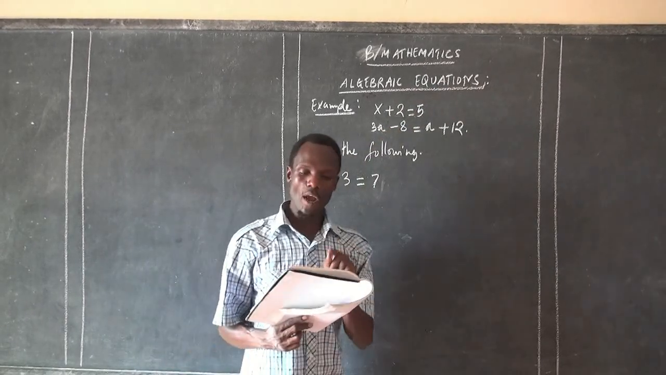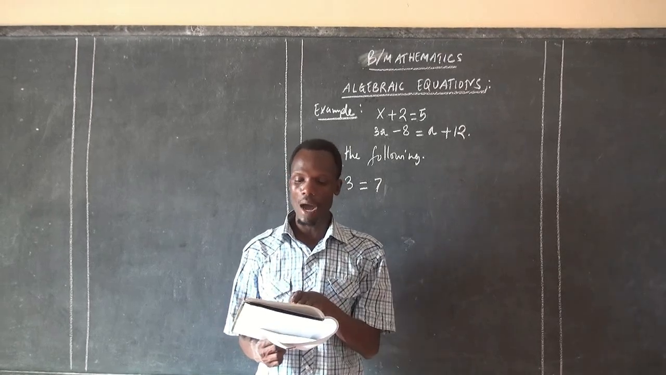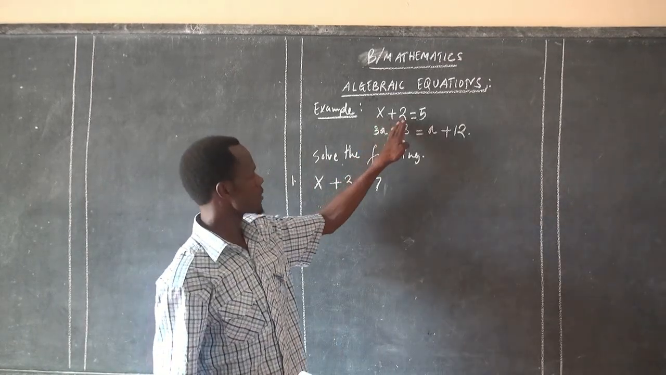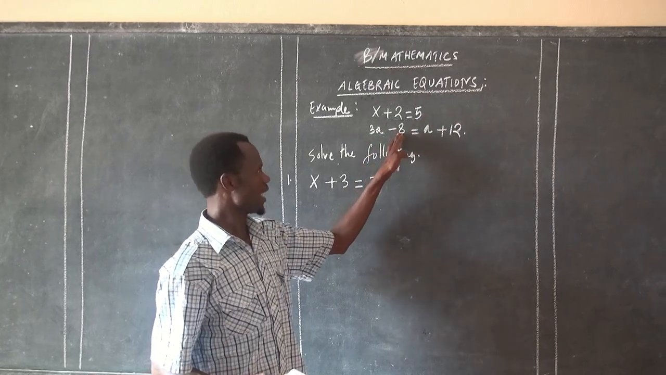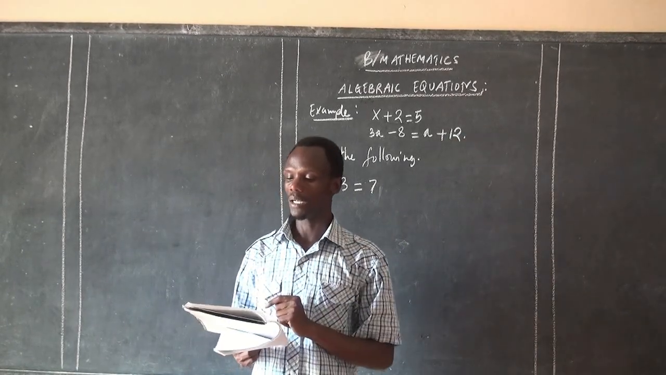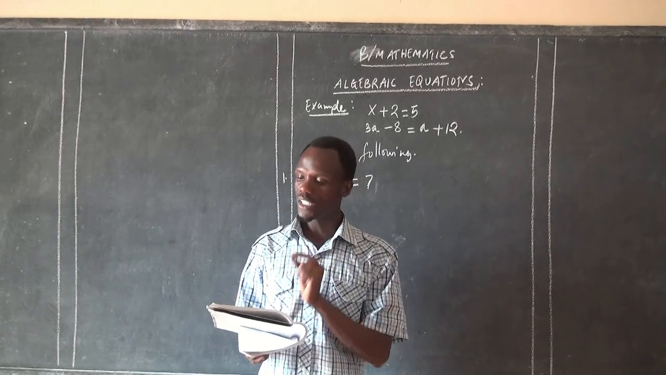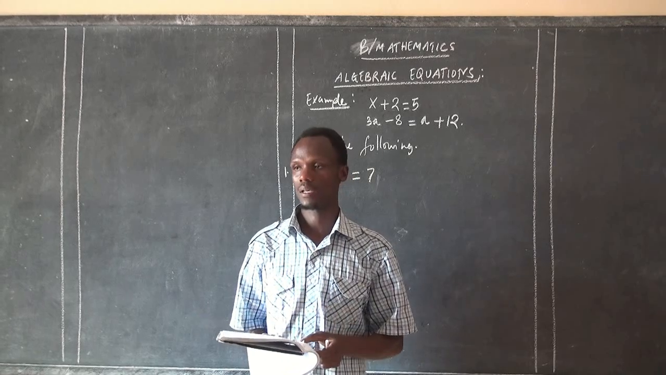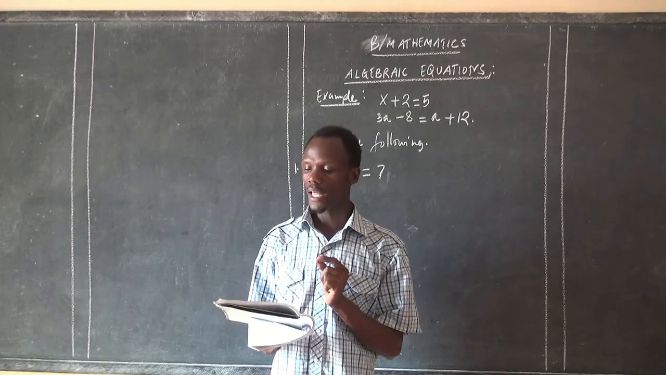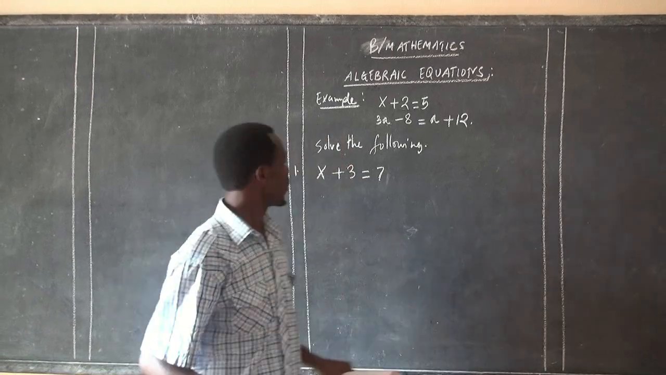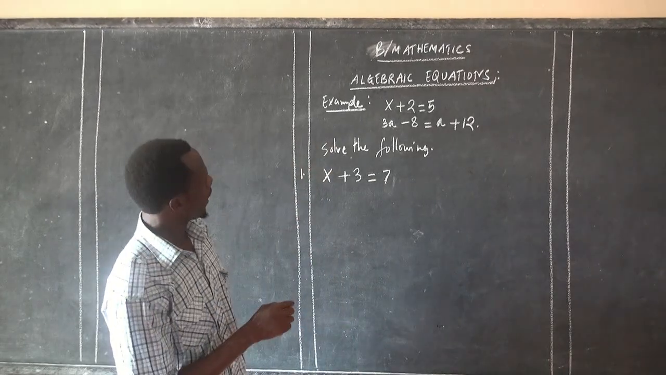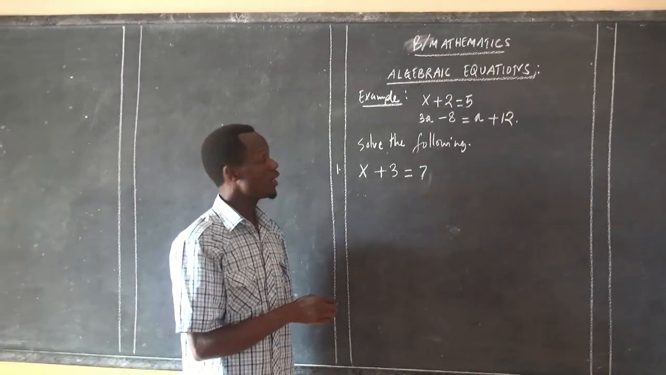Example, now we say when an algebraic expression is equated to a number or a letter or another expression, an equation is formed. Example, x plus 2 is equal to 5, 3a minus 8 is equal to a plus 12. And then solving an algebraic equation means finding the value of an unknown letter or letters. Example, solve the following. We are going to discuss a number of examples so that we can get a grasp of understanding this algebraic equation.